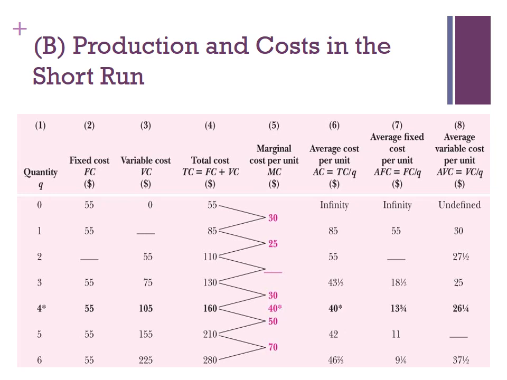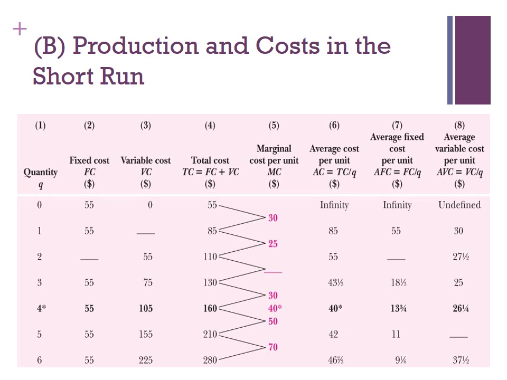What about average cost? We will find that average cost firstly falls till $40 and then starts to rise. So we can say that $40 represents the minimum level of average total cost in the short run. What about average fixed cost?